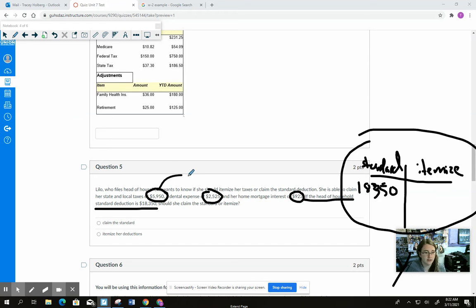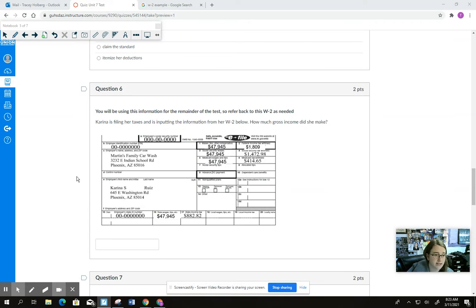So you got to see what these three numbers add up to be. So go back to your test, put the standard in one column, add the itemized in the others, see which one is bigger, and that's your answer. Okay, so going on to number 6 here. So guys, again, do your review. I don't know what to tell you.